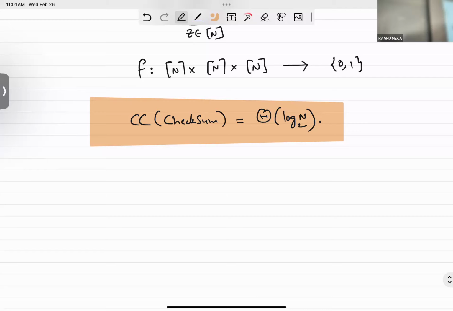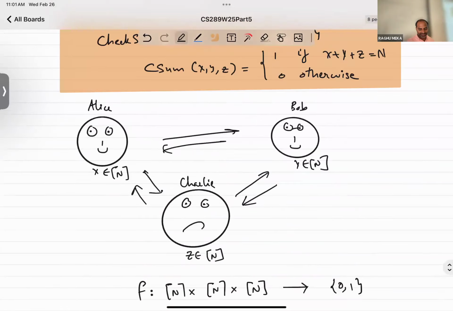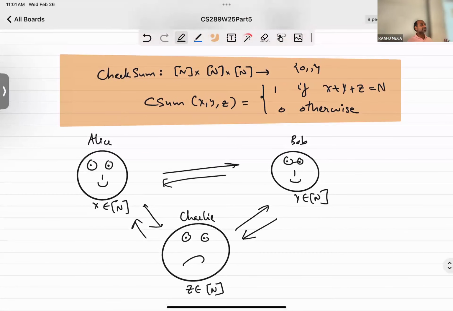Exactly. It's basically saying that you have to send the entire input. And when we talk about the multi-party setting, usually each person has their input, this is called number in hand. I have my input, you have your input, some other party has their input, and we're trying to compute.